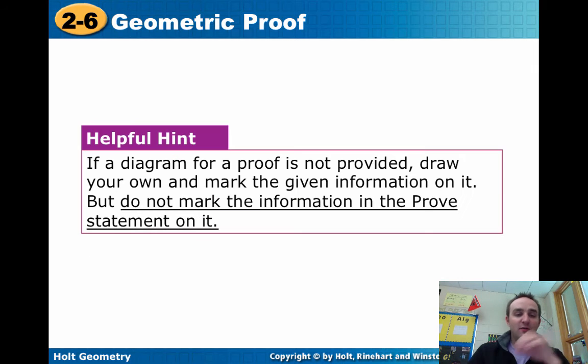Helpful hint for you, if a diagram for a proof is not provided, draw it. When in doubt, draw it out. And then just mark the given information on it. Just remember, do not mark the information in the prove statement on it. We haven't proven that yet. You cannot add that onto your drawing yet.